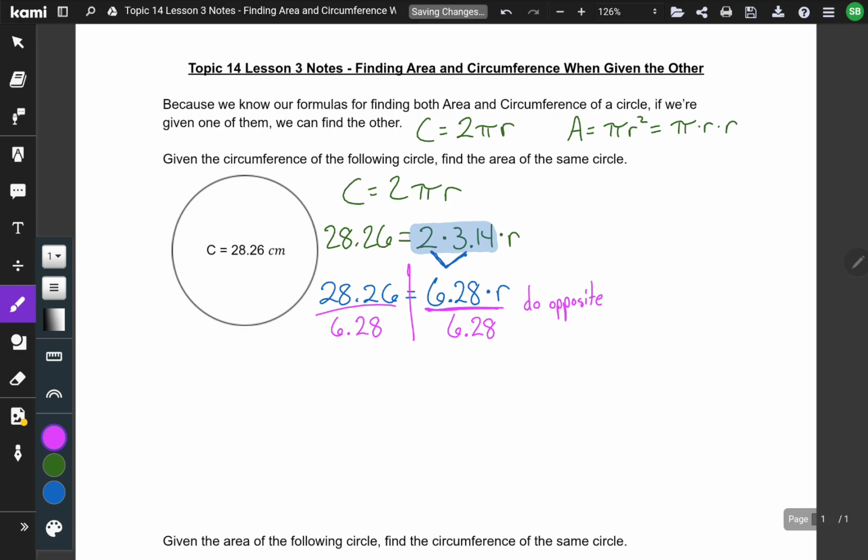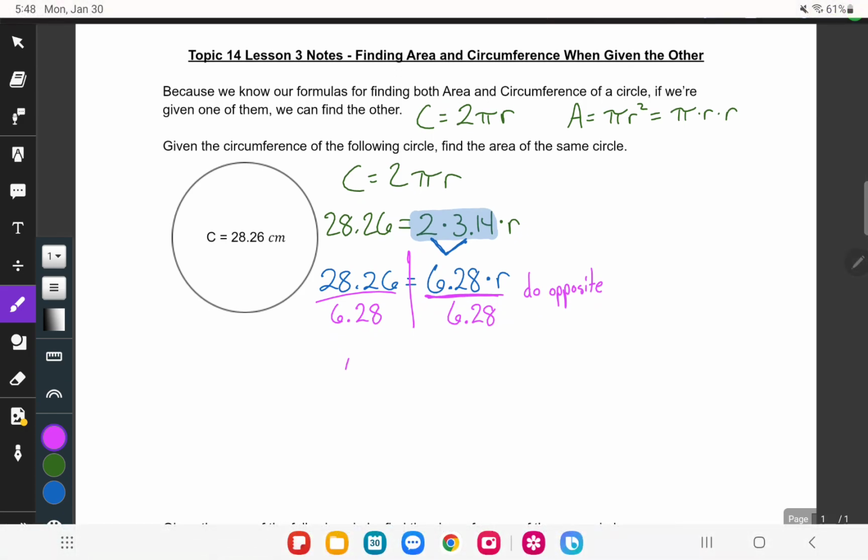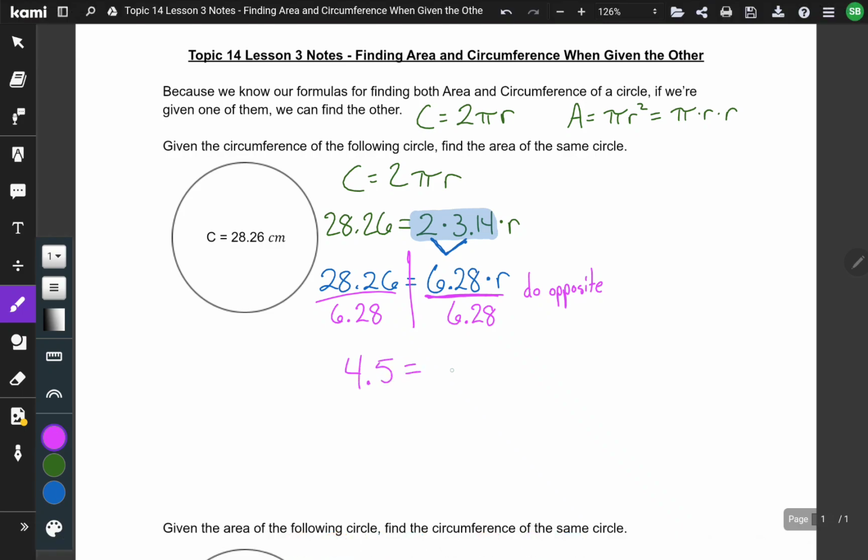Well, from there, I have truly no idea what that is off the top of my head. So 28.26 divided by 6.28 on the calculator gives me a radius of 4.5. Okay, remember r stands for the radius there. So we know that it's going to be 4.5. Well, now that we've solved what the radius is, I can then go back and plug that into our area formula, because we know that area equals pi times the radius times the radius. Well, pi is 3.14. The radius is 4.5 times the radius again, which is another 4.5.